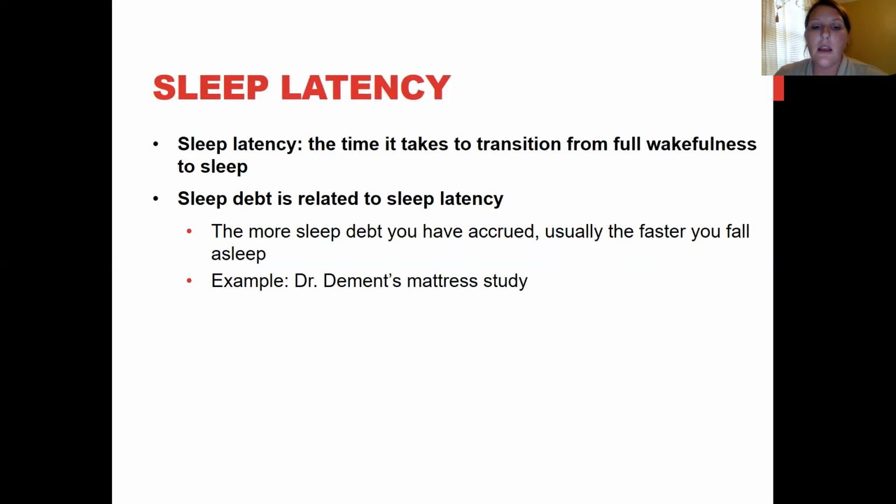So think about it this way: you haven't gotten sleep all week, maybe it's finals week, and you've only gotten 4 or 5 hours each night. Well, when you get a chance to lay your head down, you're going to pass out really quickly.